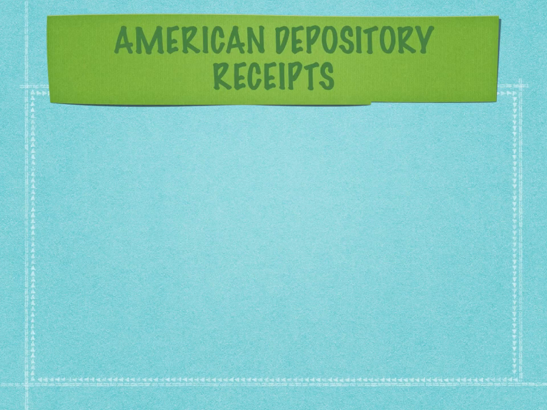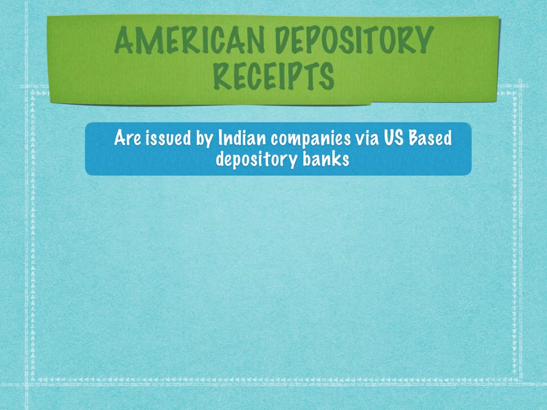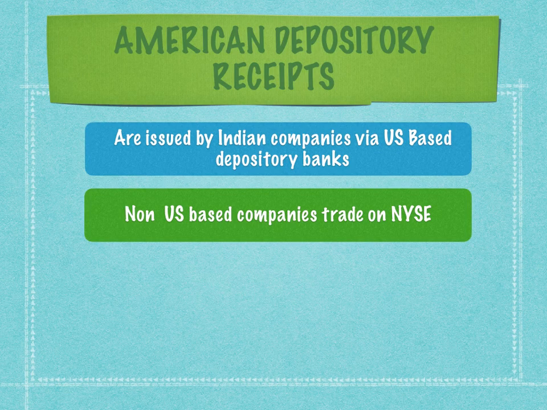Let's take a look at what are American Depository Receipts. American Depository Receipts, also called ADRs, are issued by Indian companies via US based depository banks. As the name suggests, they are issued in America. It's a depository receipt, it's not an outright share. Non-US based companies trade their stock on the New York Stock Exchange via the ADRs. In the upcoming slide, we're going to take a look at how ADRs are issued, and that perhaps is the most unique aspect of the ADR.